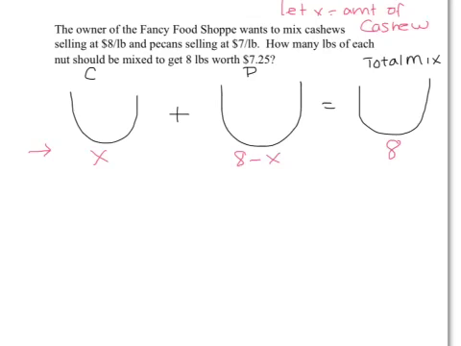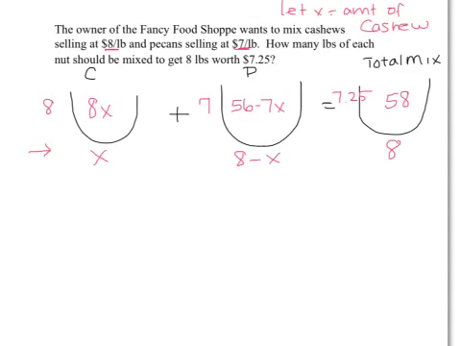Now I have to deal with the other component, and in this case, the other component is price. So the price I'm going to put on the left. So 8, 7, and $7.25. Okay. All right, so now I multiply. We multiply the 2 components and they go inside the bowl. So 8x, and then 56 minus 7x, and then 7.25 times 8, I believe, is 58. Okay.